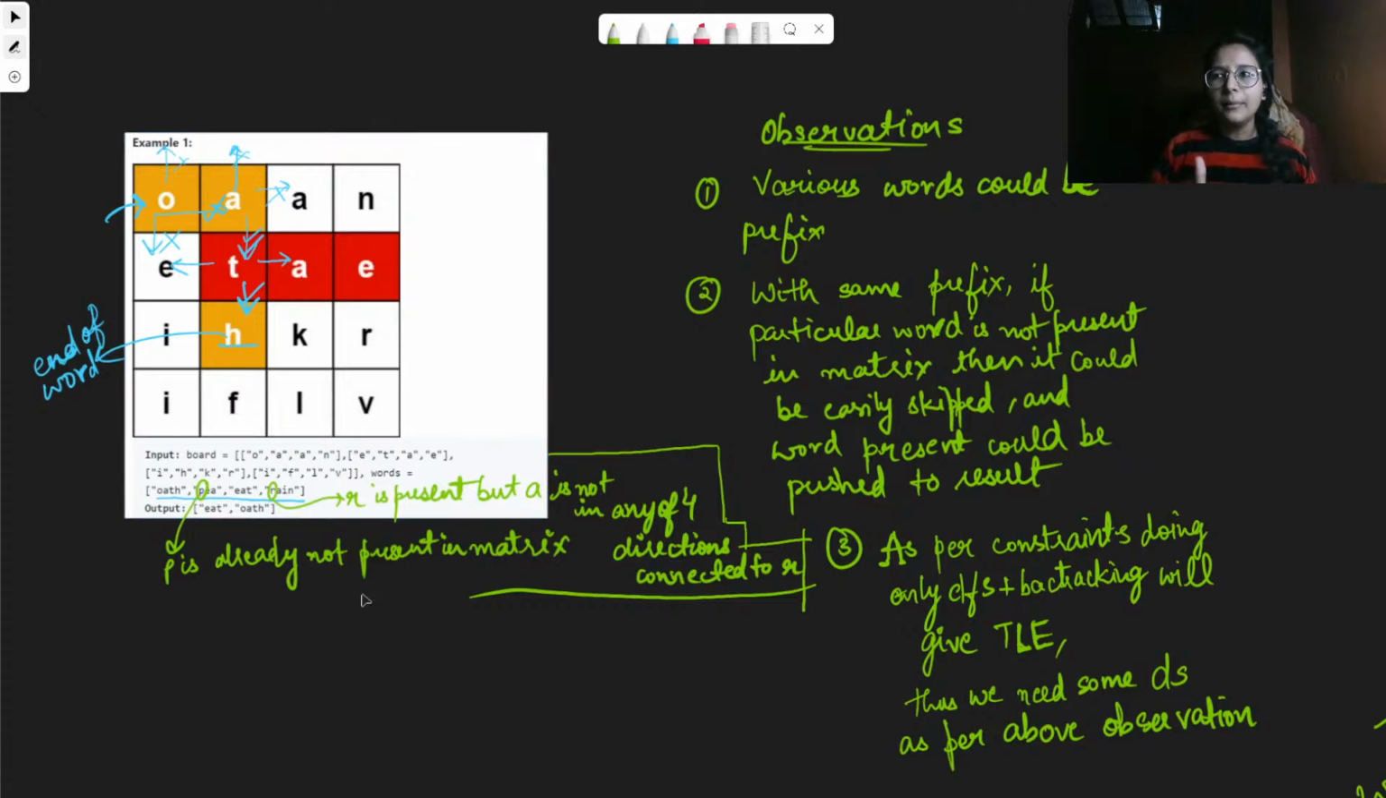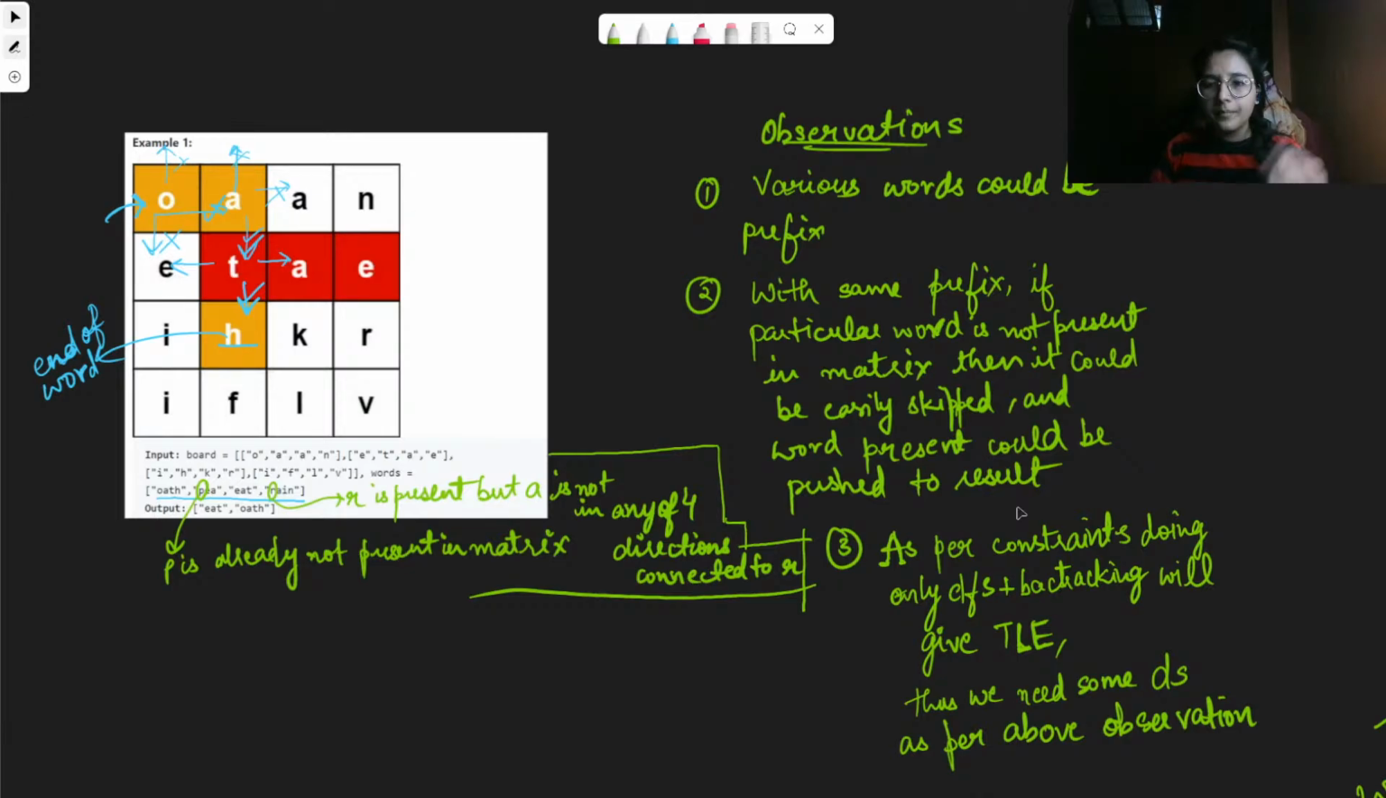So doing that method means just doing the DFS for the 10 raised to power 4 words. That would be really a huge number, right? In context of time. So in that context, let us perceive that there are various words which could be having the same prefixes. And with the same prefix, if a particular word is not present in the matrix, then as per the prefixes, we can club those words with the common prefix, till whatever point it is having the common prefix.